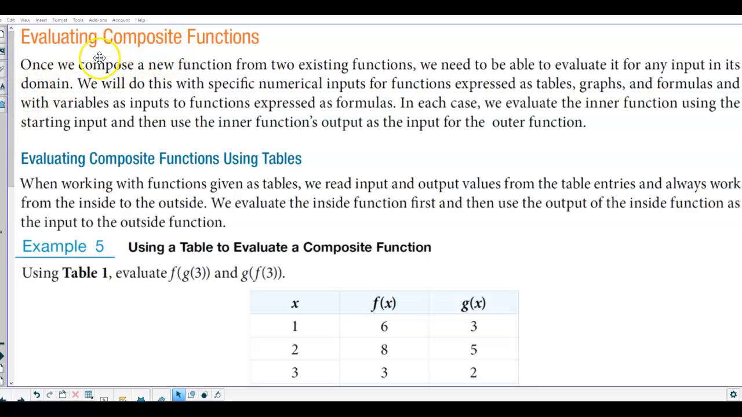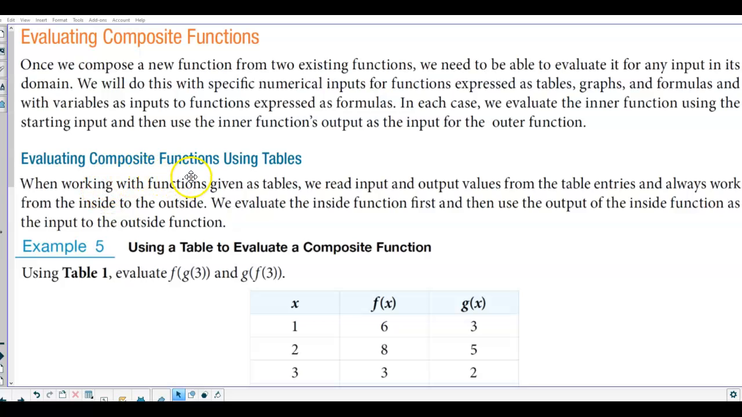Evaluating composite functions. Once we compose a new function from two existing functions, we need to be able to evaluate it for any input in its domain. We will do this with specific numerical inputs for functions expressed as tables, graphs, and formulas. In each case, we evaluate the inner function using the starting input and then use the inner function's output as the input for the outer function.